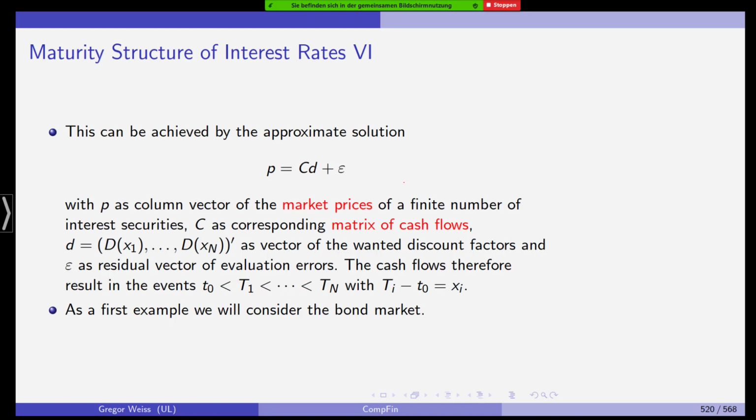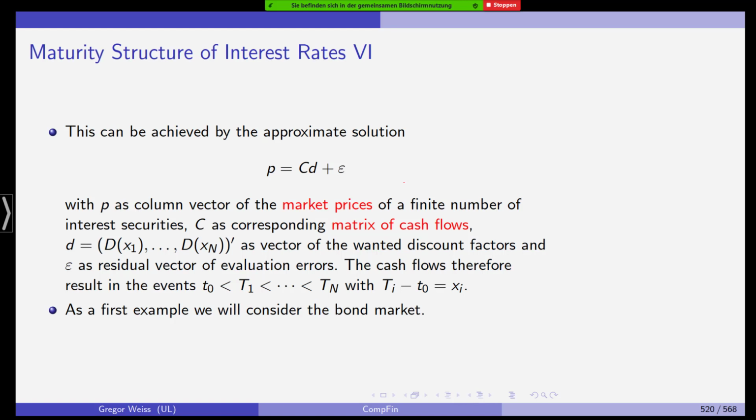What is this? P is the column vector, der Spaltenvektor, of the market prices of a finite number of interest securities. We have a finite number of zero bonds in the market, and we have the prices for these. If we have a fixed income product, a zero bond or a coupon bond, we do know the nominal payments, the nominal cash flows of this bond, and thus we have the matrix of cash flows C.